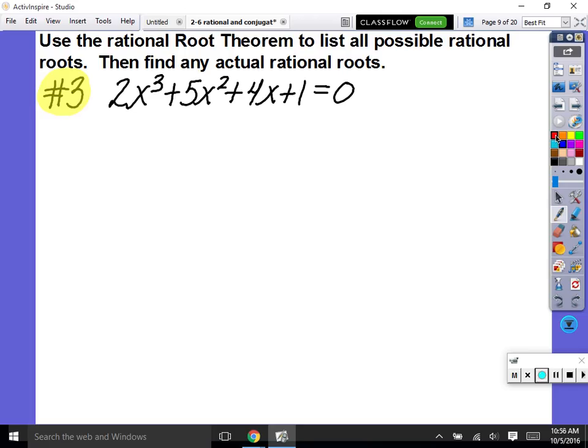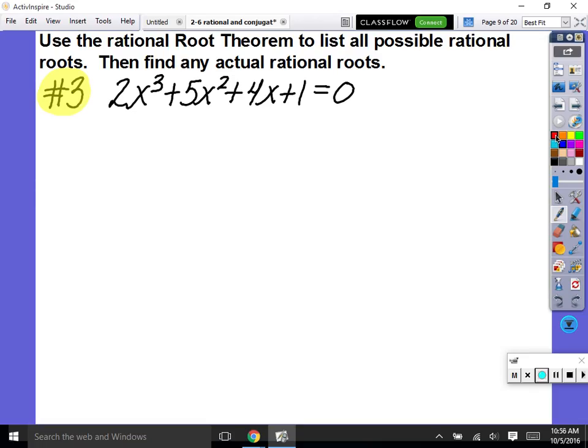Okay, here we go. It says use the rational root theorem. Now here's why. Everybody look at this polynomial. Do you see how there's nothing in common? And there's 4 terms. If we try factoring by grouping, which is what we would do on the test, there's 4 terms, so we try factoring by grouping.